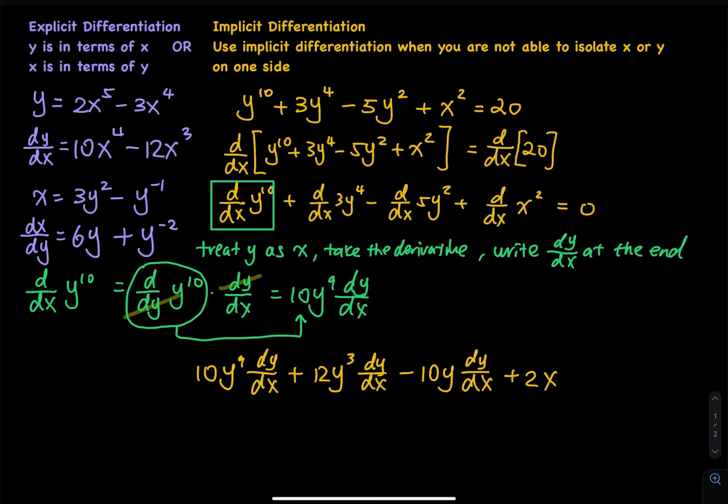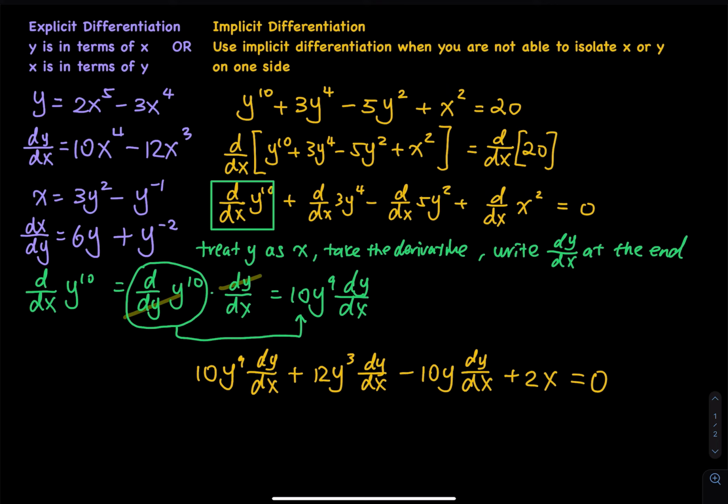There is no need to mark the dy dx because this term is just like an explicit differentiation. You are taking the derivative with respect to x, and x is the independent variable. So there is no need to mark dy dx. And then you have equals 0. Are we done? We are almost done.